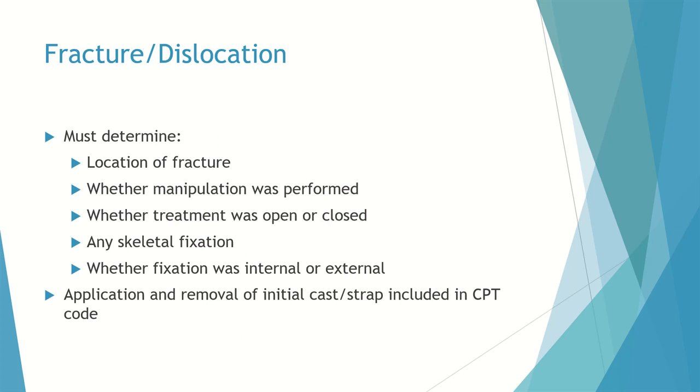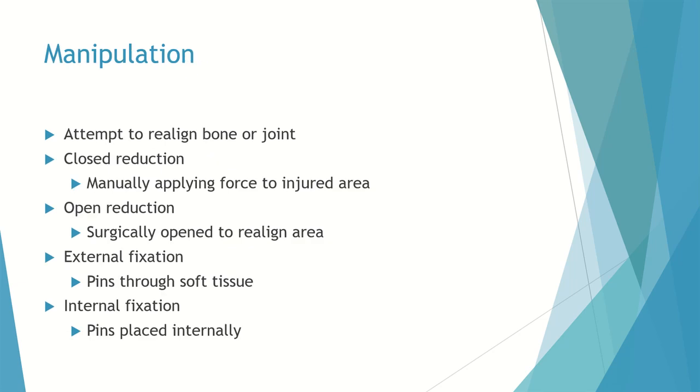Fracture dislocation. You must determine the location of the fracture, whether the manipulation was performed, whether treatment was open or closed, any skeletal fixation, and whether fixation was internal or external. The application or removal of the initial cast or strap is included in the CPT code. Manipulation. Attempt to realign the bone or joint. Closed reduction is manually applying force to the injured area.